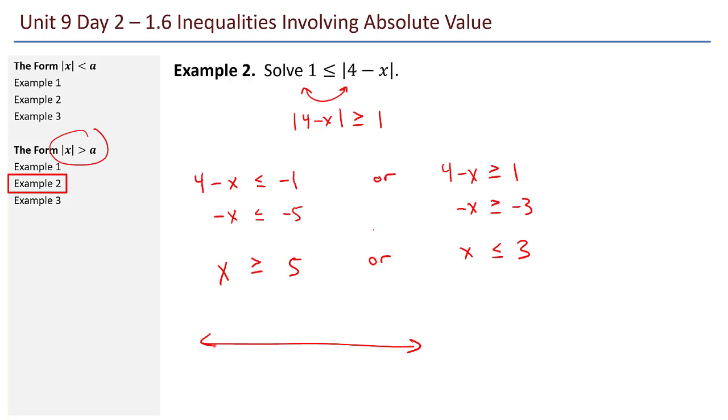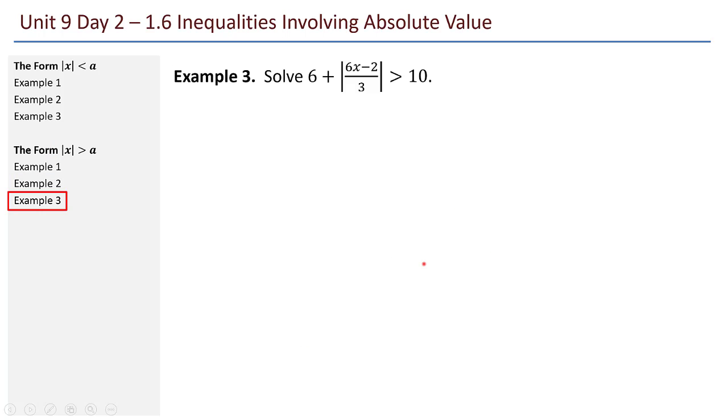So on the number line, something like 3 there and a 5 there. Okay, last example. Solve 6 plus the absolute value of 6x minus 2 over 3 is greater than 10. So this is of the right form, well, almost. I'll need to subtract 6 from both sides first. So I get 6x minus 2 over 3, that absolute value. Upon subtracting 6, I get greater than 4.